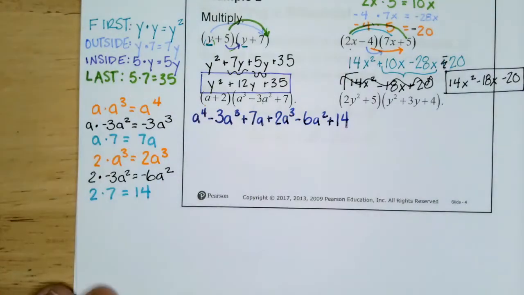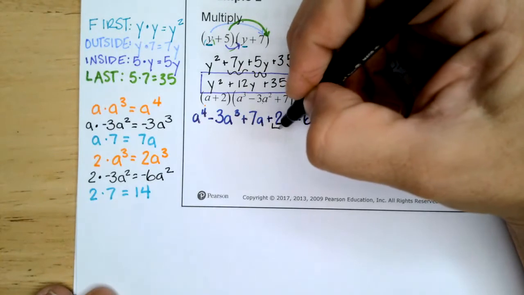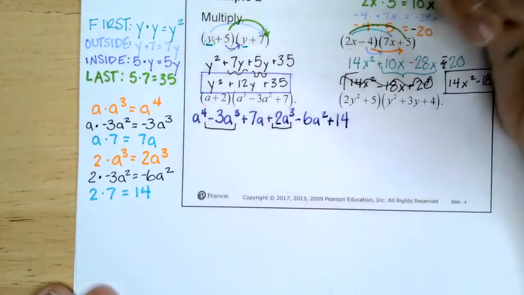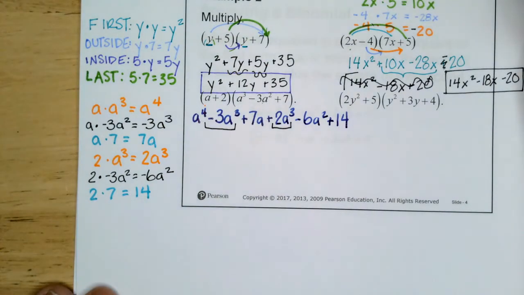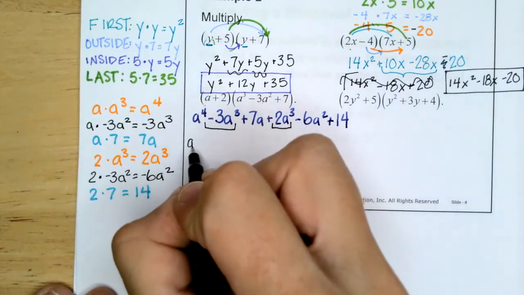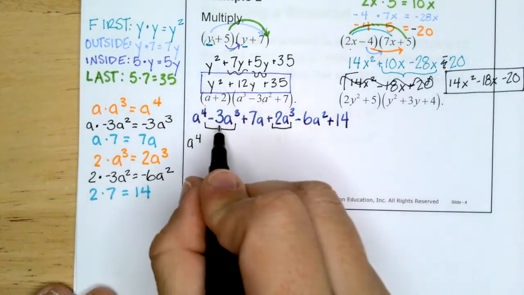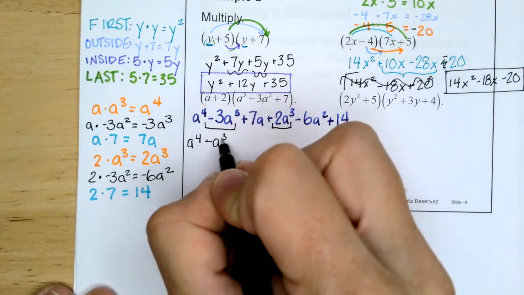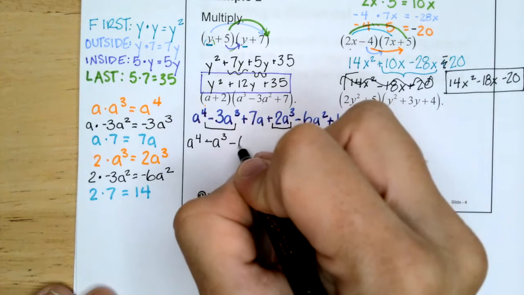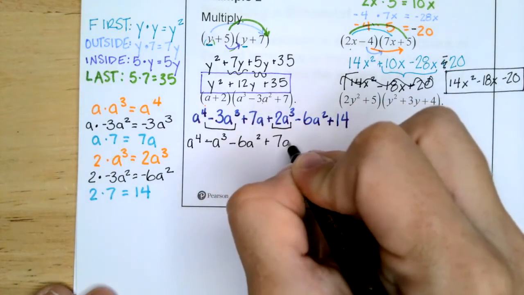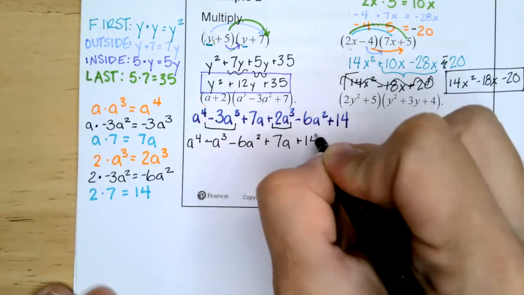Okay, and the like terms, the ones that I can see are this a to the third and this negative 3a to the third. That would be all. So everything else just gets brought down. A to the fourth, negative 3 plus 2 just becomes minus a to the third, minus 6a squared plus 7a plus 14.